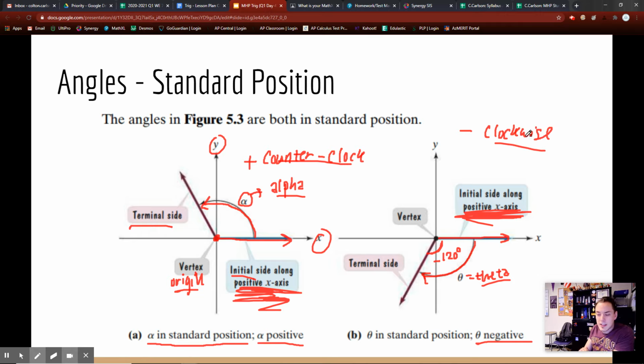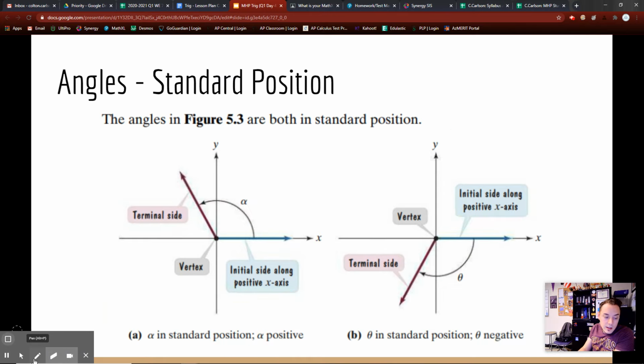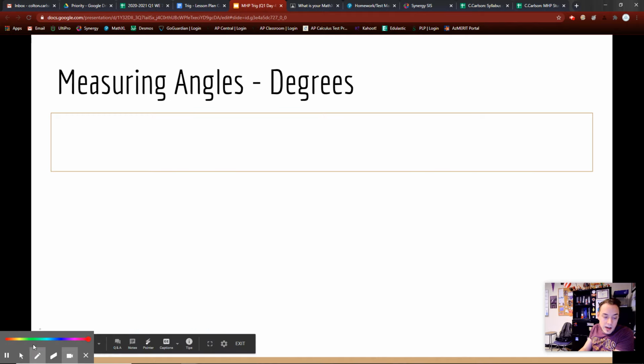Okay, and it's kind of counterintuitive because you think, oh, clockwise it should be positive because we're always using it, and it's going forward in time. But it's actually not. So a negative angle is clockwise, a positive angle is counterclockwise. If I go over, it's positive. If I go under, it is negative. All right, let's go to town.